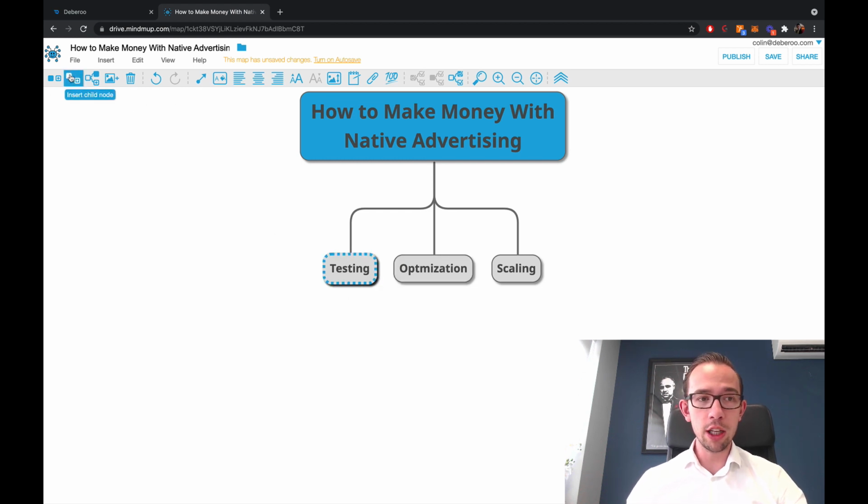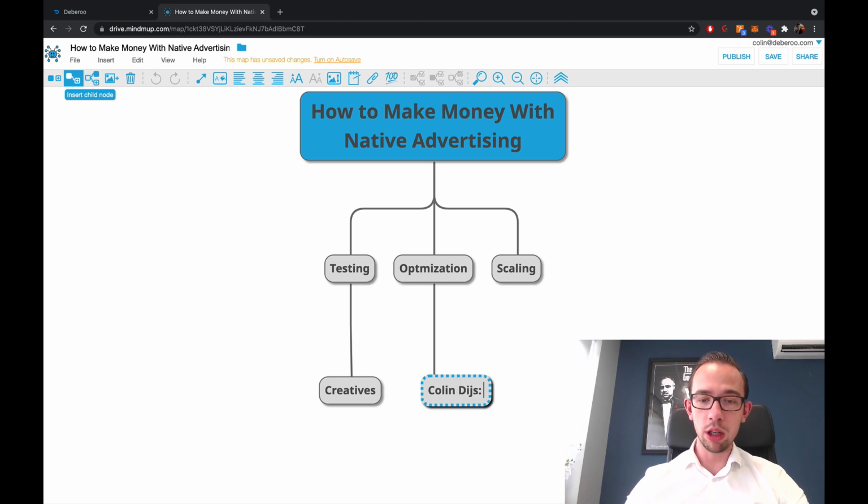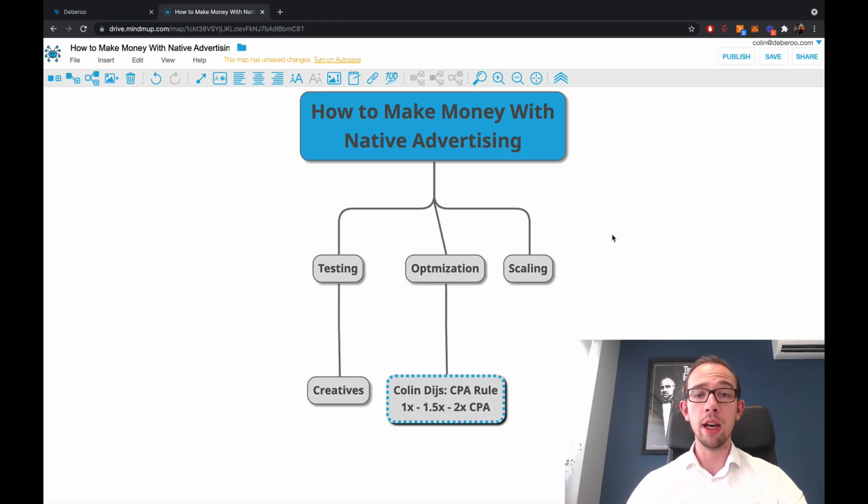So in the testing phase, we have done creatives, and we have started the initial testing procedure. In parallel we will go into optimization, right? Which is my own rule, Colin Dijs CPA rule. So we will apply either 1 time, 1.5 time, or 2 time CPA, depending on your cash flow. Whereas CPA is payout in this scenario, right?